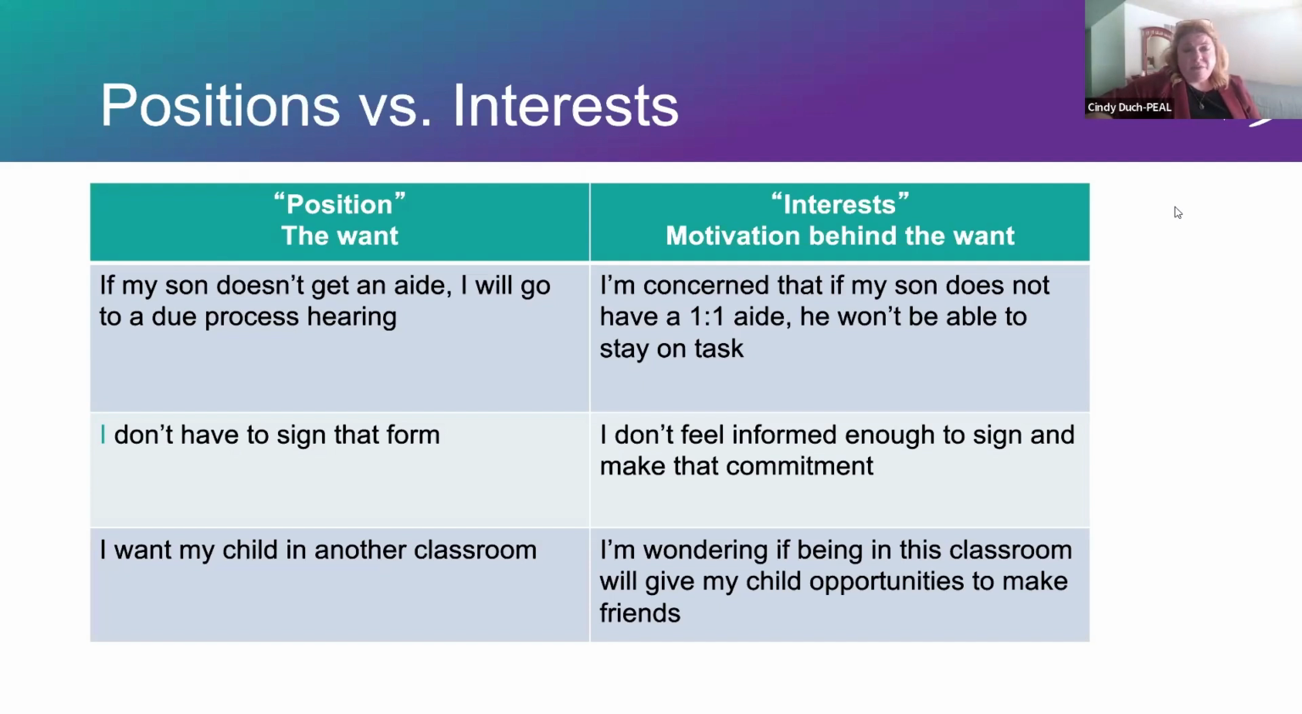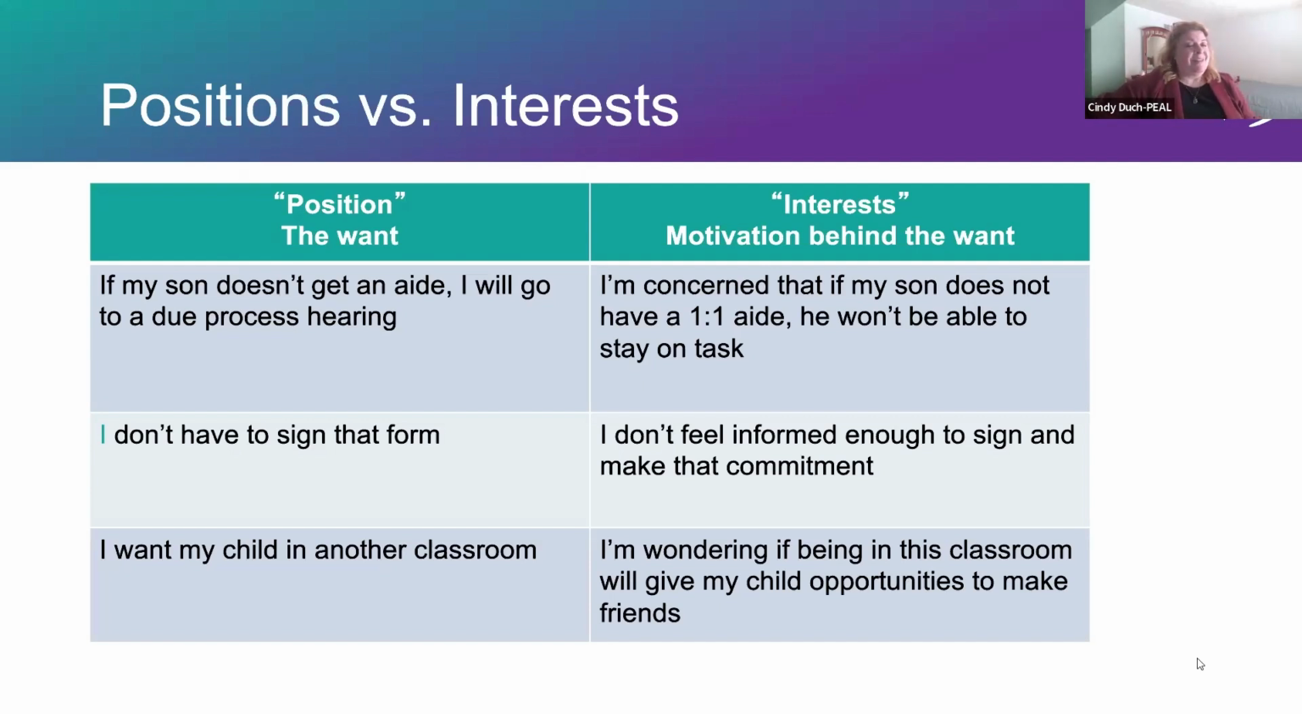So if there's any information you need answered, ask it here at the meeting. Call the Peel Center. We can help you figure that out. But find out the information you need. Your position: I want my child in another classroom. I want them in another school. Well, let's go back to the motivation there.